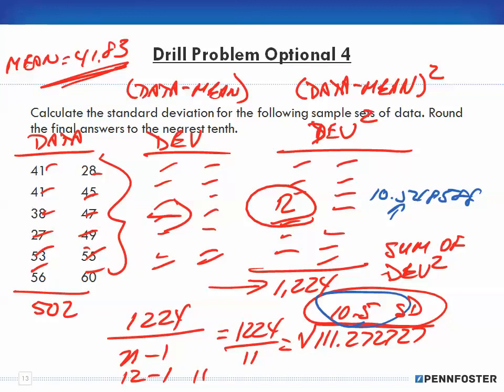Even though you were only assigned the odd-numbered problems, if you were smart enough to be watching these videos, take advantage of what I'm telling you now, because a lot of people would not do the optional problems, and they're shortchanging themselves.